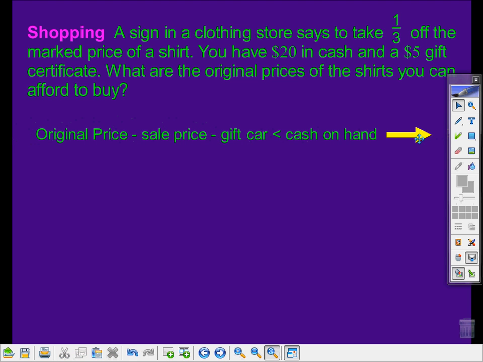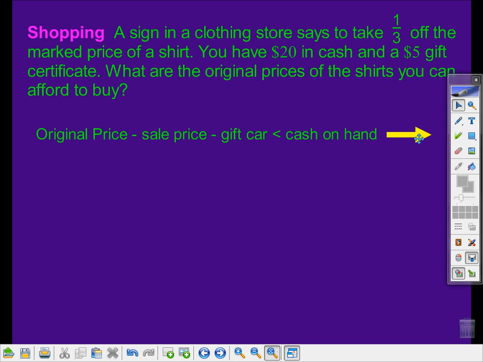Okay, here are the words. We want to do the original price minus the sale price minus the gift card, and that must be less than the cash on hand. The reason that we're gonna start this way is because we've got to do a bunch of different stuff together.